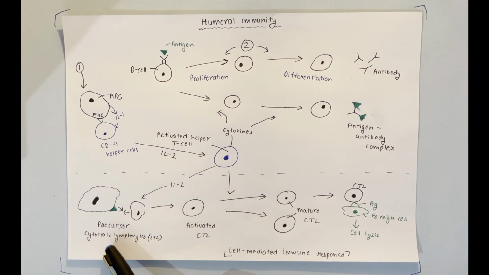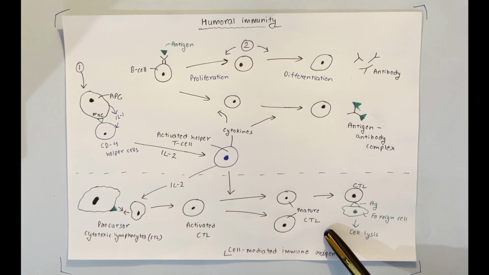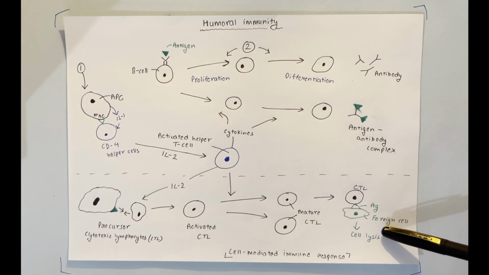In the later half of the page, we have cell mediated immune response, in which a complex forms precursor cytotoxic lymphocytes, which are activated by the action of interleukin 2, then mature into mature CTL, and then these CTL bind to foreign cell and lead to the death of the foreign cell, that is cell lysis.